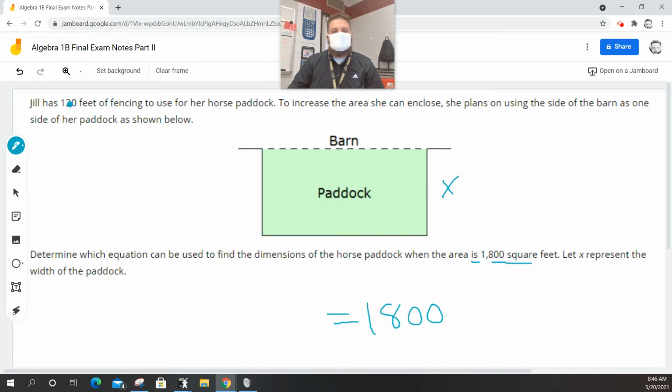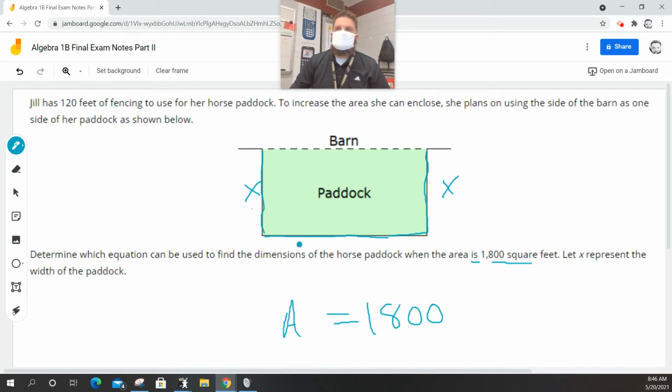And it says that she still has 120 feet of fencing. So that means the fencing part, this is what's fenced in. This part right here. All right. So what does that mean? That means that this is X, because the widths are the same on a rectangle.